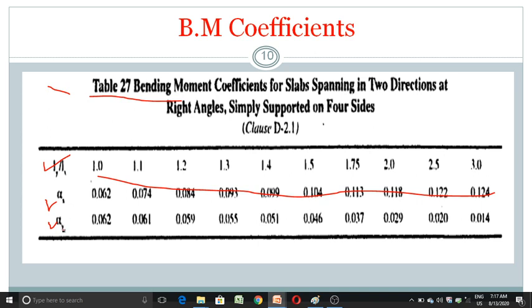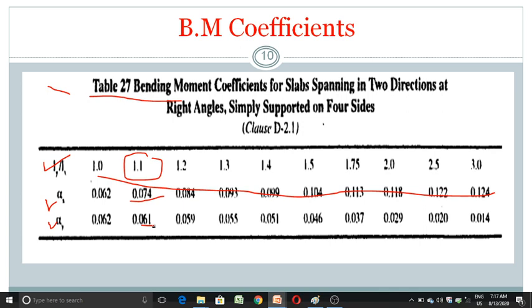After knowing alpha x and alpha y, we have to calculate the bending moment values in the x direction and y direction. So for example, if you obtain your Ly by Lx value as say 1.1, then alpha x corresponding to this is this, and alpha y corresponding to this is this value, right?